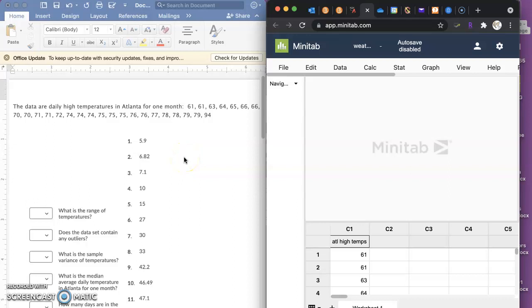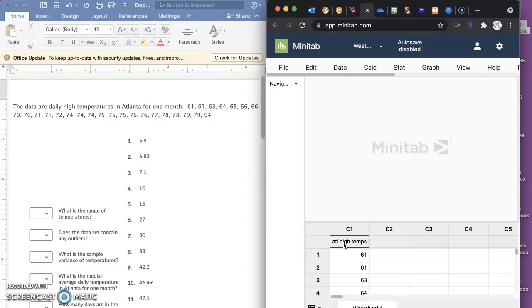Hey there, I just wanted to show you an example of descriptive statistics using app.minitab.com online. So let's look at this example. It's the data for daily high temperatures in Atlanta for 1 month, and I went ahead and opened up my Minitab. I named it Atlanta High Temps, and then I put in the 30 temperatures.